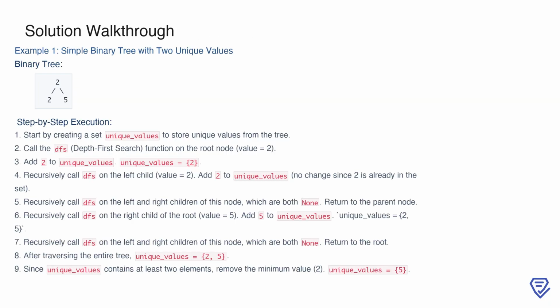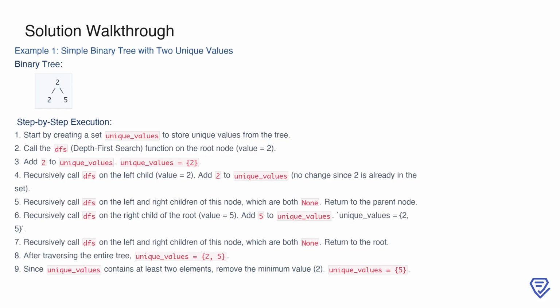Here we have our first example, which is a simple binary tree with two unique values. The root node has a value of 2, with a left child also having the value 2, and a right child with the value 5. To find the second minimum value, we start by initializing an empty set called unique_values to store all distinct values encountered during the traversal. We then begin a depth-first search, starting from the root node. The value of the root node, 2, is added to the set, so now unique_values contains just 2.